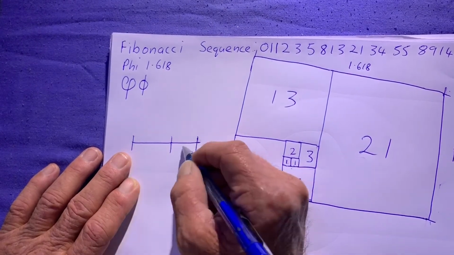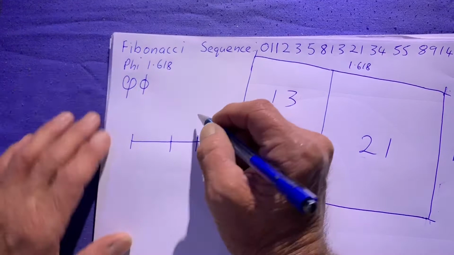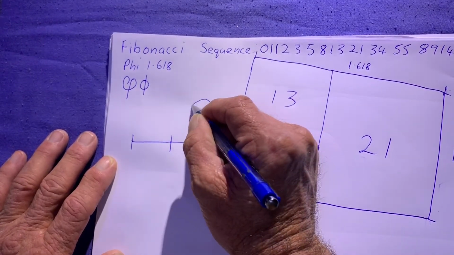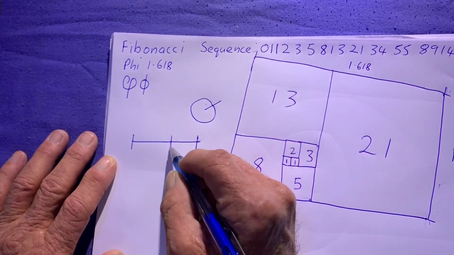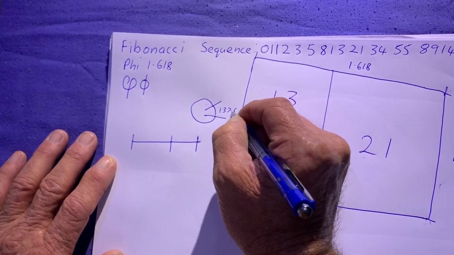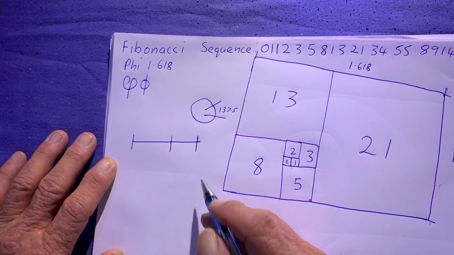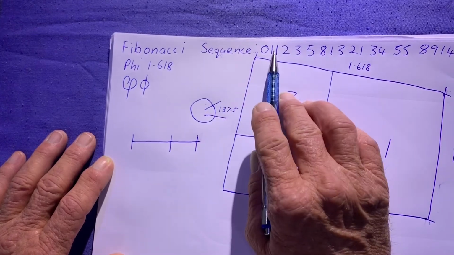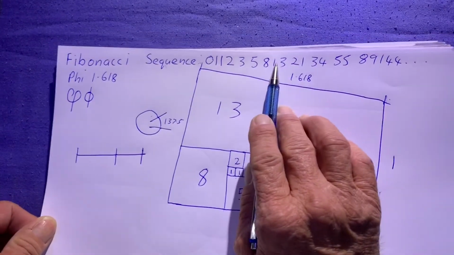So if you were to bend these two around to produce a circle, so these two matched up, wherever that came to would be 137.5 degrees. When a plant grows from a seed, it follows the Fibonacci sequence.